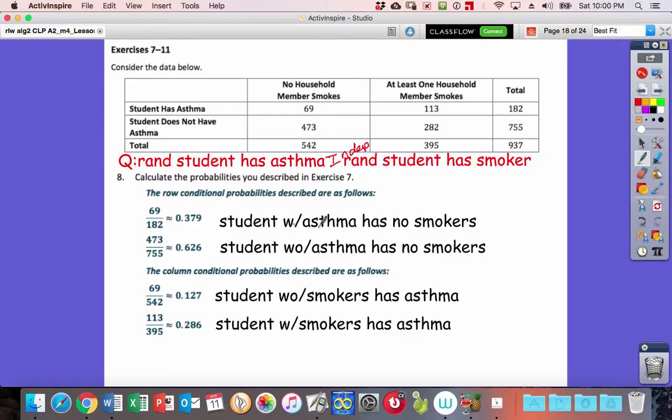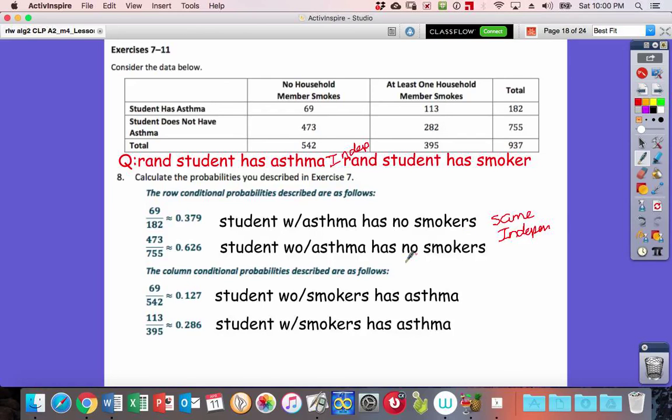So if I had a student with asthma, and then I did the probability that they have no smokers, and if I did a student without asthma, and the probability of no smokers, that was the same. If it was the same, I could say that those two events were independent.